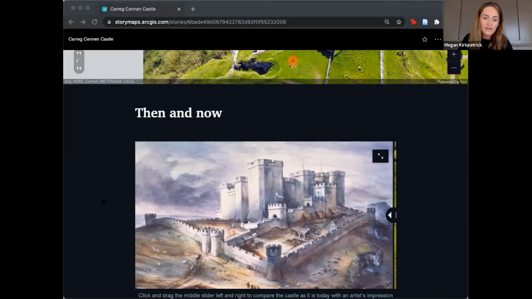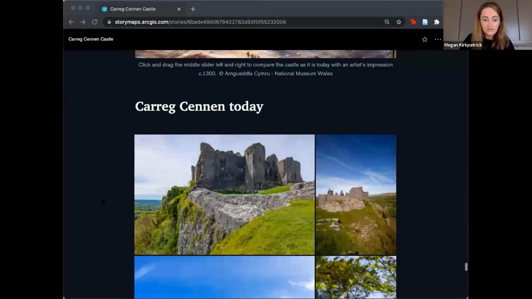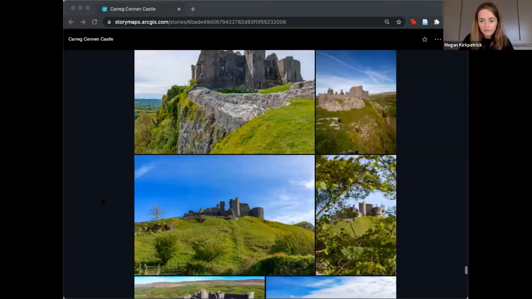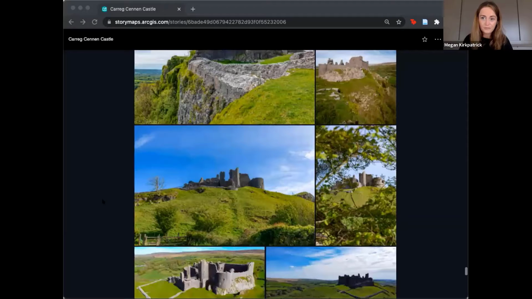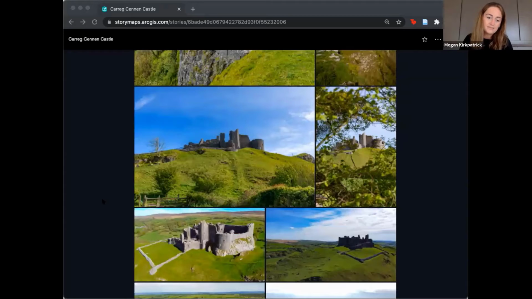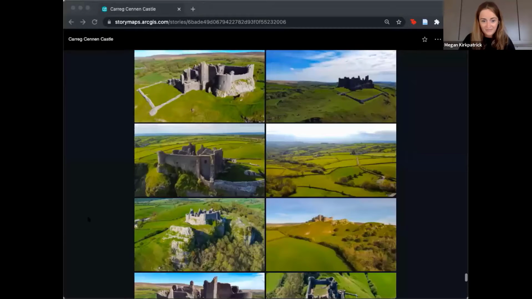So I then finished the story map just with a selection of stills of the castle. And this is using a tool called the gallery in StoryMaps, which allows you to showcase lots of imagery, which I think helps the tour feel more engaging and also more experienced, and attempts to place people within the landscape itself. So that is the end of my story map.